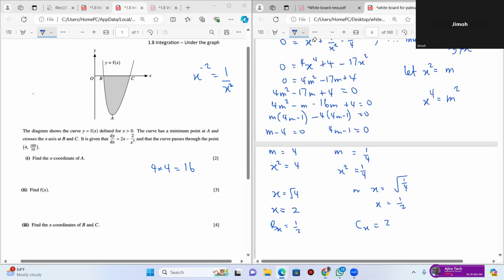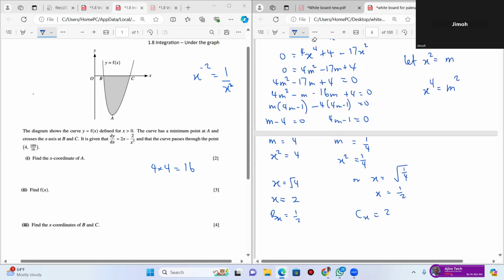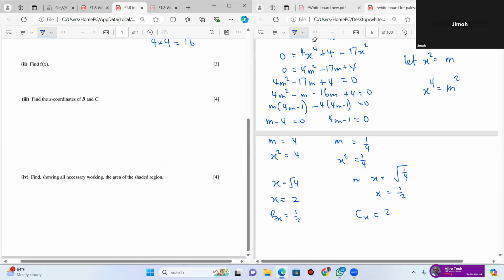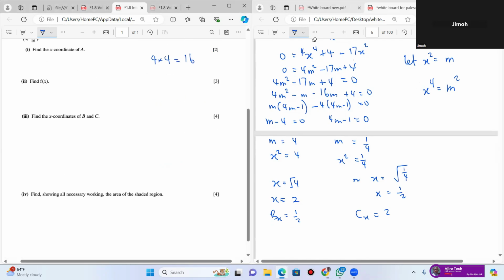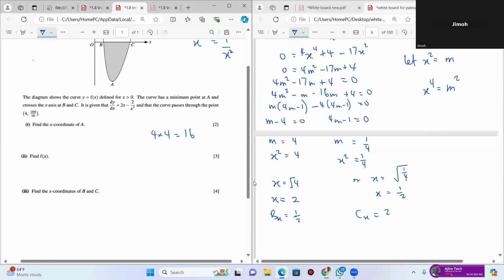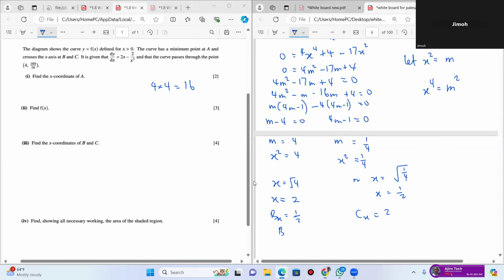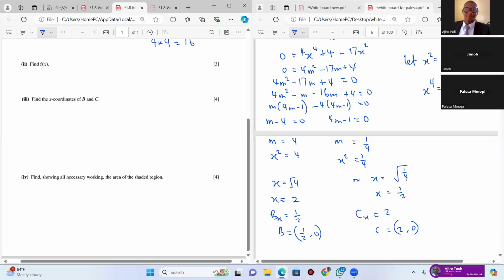Okay. So now we have got the x coordinate of B and C. Let me write it this way so you understand how to write it. The x coordinate of B is half, the x coordinate of C is 2. B and C are on the x-axis, so that means B is half, comma 0, C is 2, comma 0. Showing all necessary working, find the area of the shaded region.